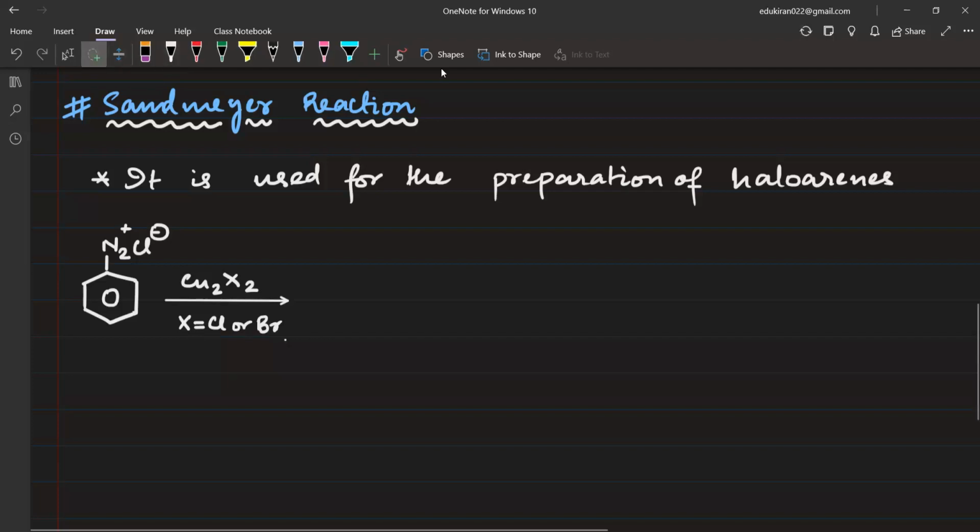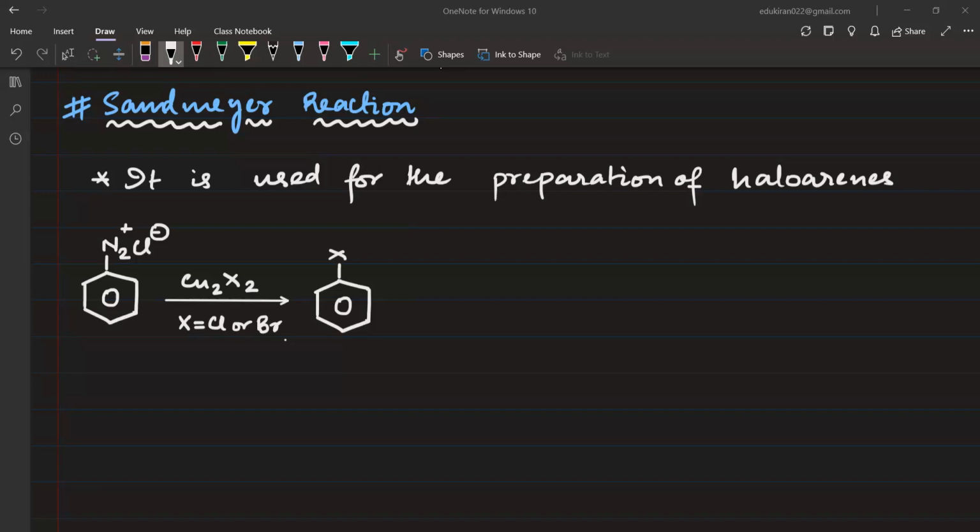Then the diazonium part, N2 plus Cl negative, is replaced by bromine or chlorine. So here you will get X. Now, the problem with this benzene diazonium salt is it is very unstable at room temperature. That is why you cannot keep it as a reagent in the lab. In the lab, you can see nitric acid, hydrochloric acid, and many other reagents, but you will not see benzene diazonium chloride.